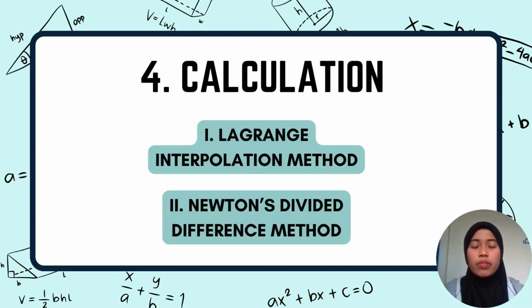To estimate the missing rainfall data, we use two interpolation methods, which are the Lagrange interpolation method and Newton's divided difference method. Then, we compare the results obtained between these two methods to see which one gives the most accurate approximation.